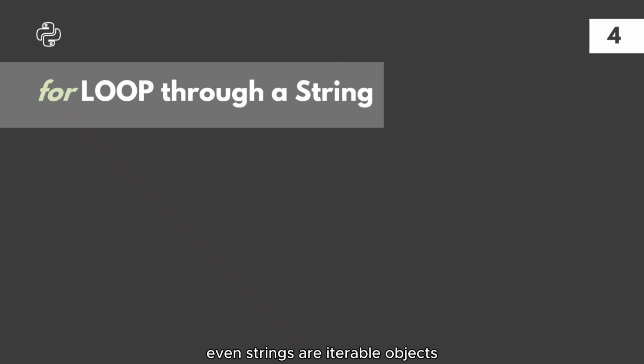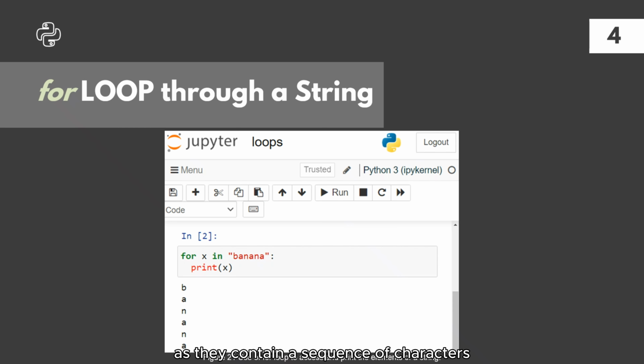Even strings are iterable objects as they contain a sequence of characters. For instance, in the example of figure 21, we loop through the letters in the word banana, represented as a string using double quotes. We have indexed this string using the variable name x, which reads as x in banana. After the colon, the body of the for loop only contains the print function to print the value of x in each iteration. In this case, the number of iterations is equal to the number of characters in the string banana. Finally, on execution, the print expression prints the letters of the string banana from start to end.